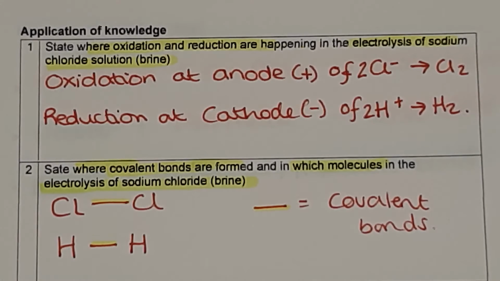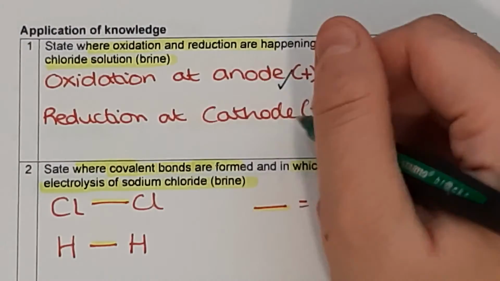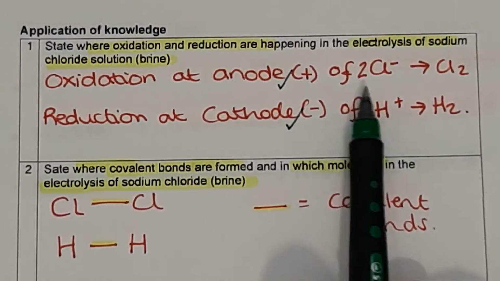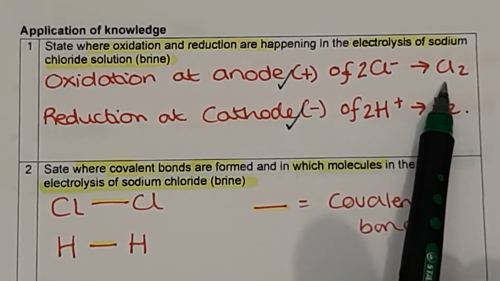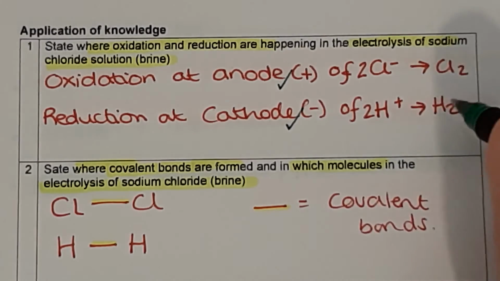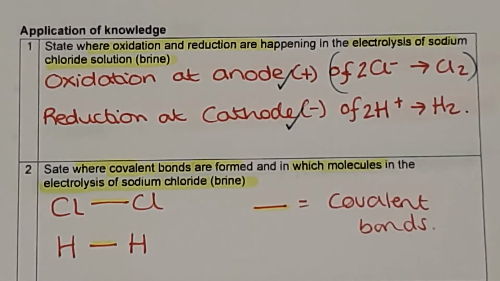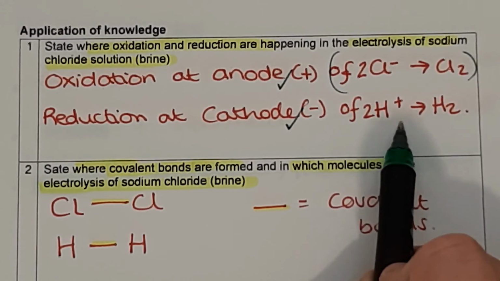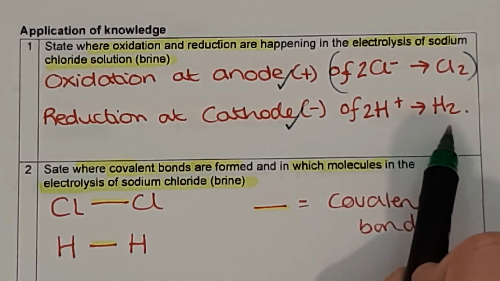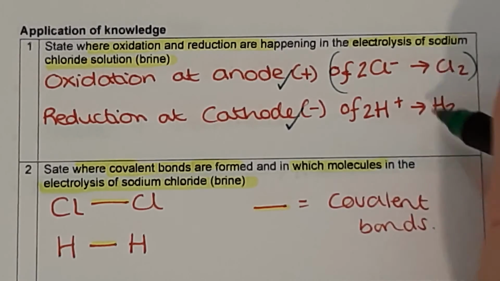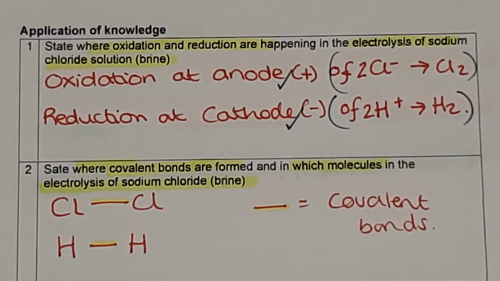Okay, so let's go through those. Question 1, state where the oxidation and reduction are happening in the electrolysis of sodium chloride solution as brine. Well, oxidation is occurring at the anode and reduction is occurring at the cathode. The chloride ions are being oxidised to form chlorine atoms, diatomic Cl2. You don't need to write this part, it's just so that you are aware of what is being oxidised and what's being reduced. And the hydrogen ions are being reduced at the cathode to form diatomic hydrogen. Again, you don't need to write that, it's just for your information.